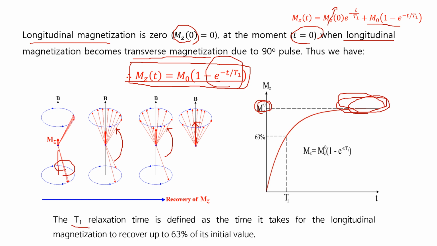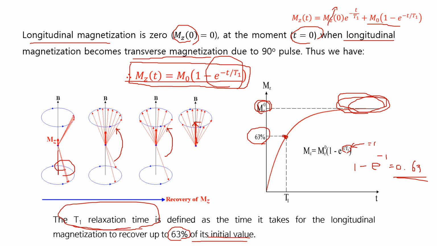But T1 relaxation time is defined as the time it takes for the longitudinal magnetization to recover up to 63% of its initial value. That means that this becomes 1, right? So 1 minus exponential minus 1, this will be 0.63. So 63%, right? So the T1 relaxation time is defined when the magnetization recovers 63% of its original value.